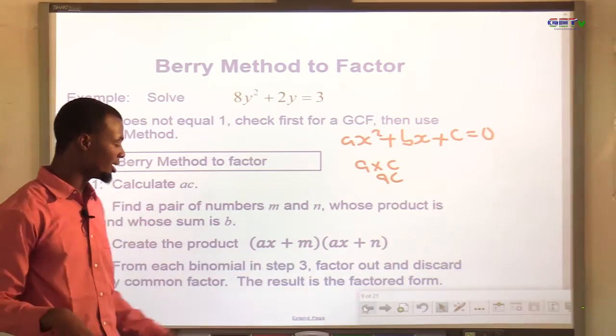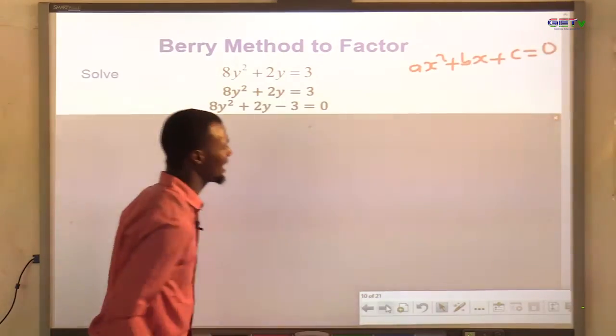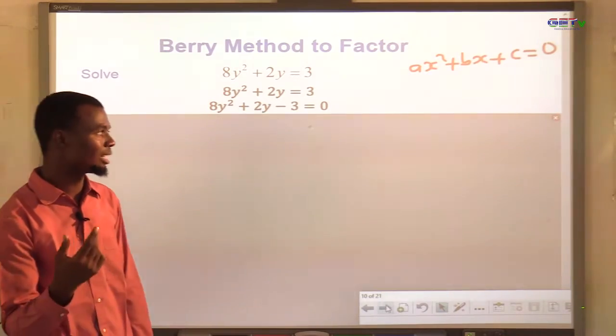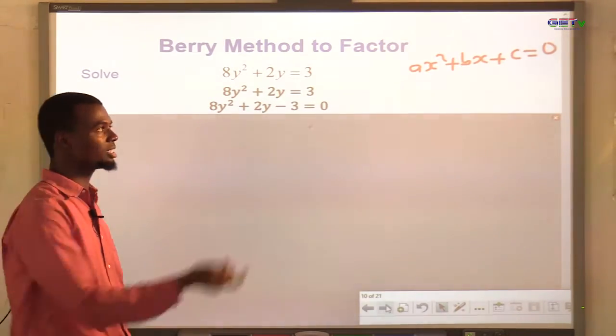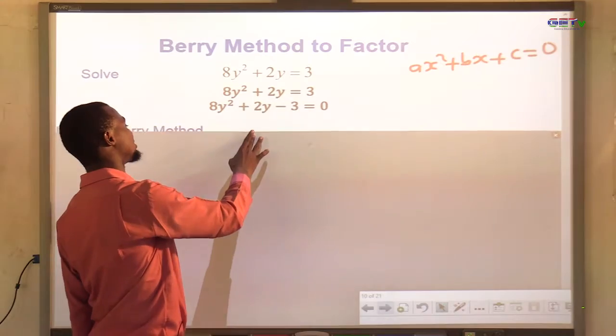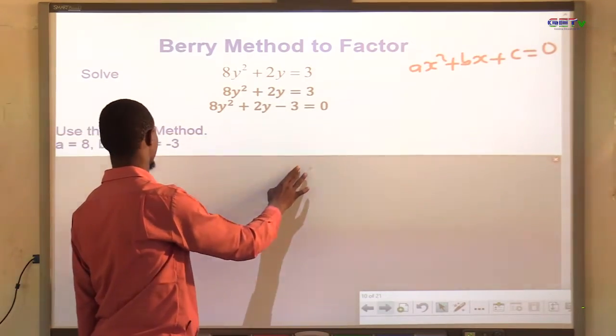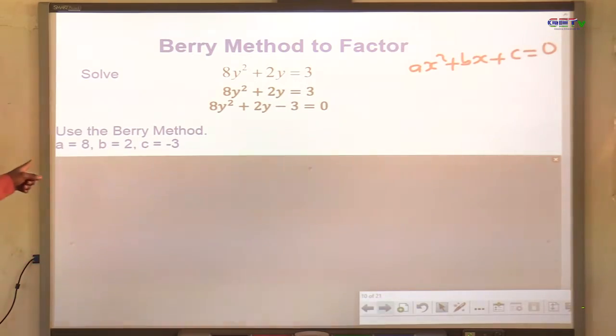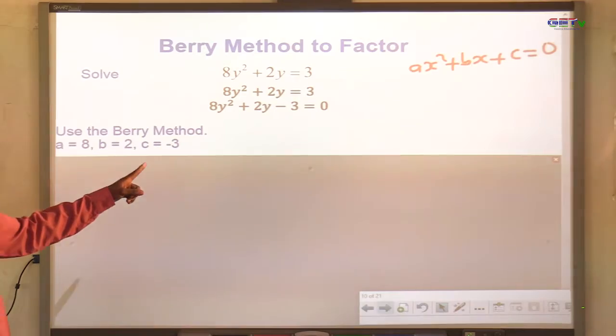Then get it this way. Then let's apply that here. What is the value of A? What is the value of B? And what is the value of C as you see it there? The value of A, you can see, is 8. B is 2 and C is negative 3.